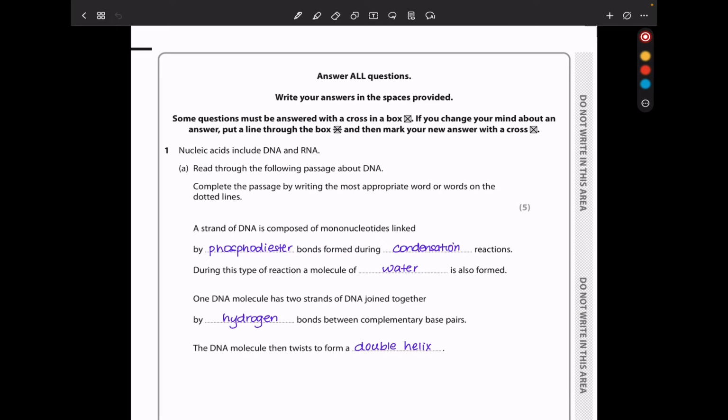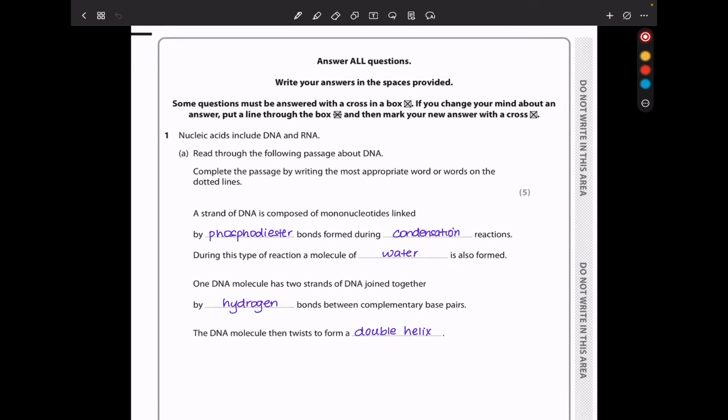A strand of DNA is composed of mononucleotides linked by, these should be phosphodiester bonds, formed during, of course, condensation reactions. And during this type of reaction, a molecule of water is formed. Since this is a condensation reaction, water is going to be lost. One DNA molecule has two strands of DNA joined together by, these are hydrogen bonds between complementary base pairs. And the DNA molecule then twists to form a double helix.